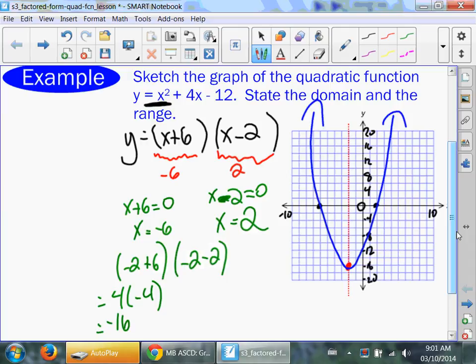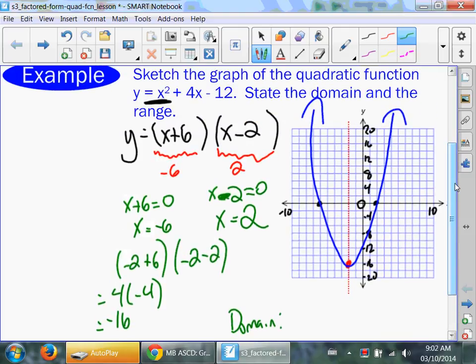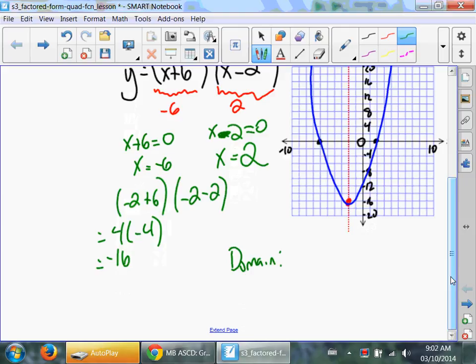Now, it says to state the domain and the range. So the domain are all possible x values, and with a quadratic function, there's no restrictions on the domain, so we would just say negative infinity to infinity. Now, when some of you are doing this, there's a bone of contention here. When some of you are writing out your domain and range, if you're going to say negative infinity to infinity, whatever you're going to say, the lower number comes first.